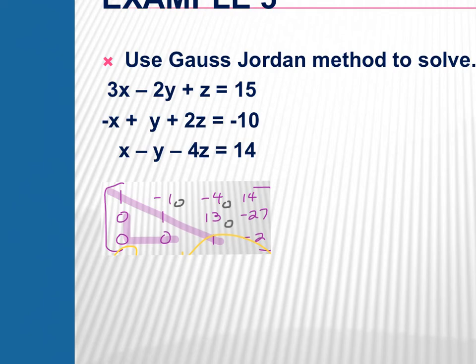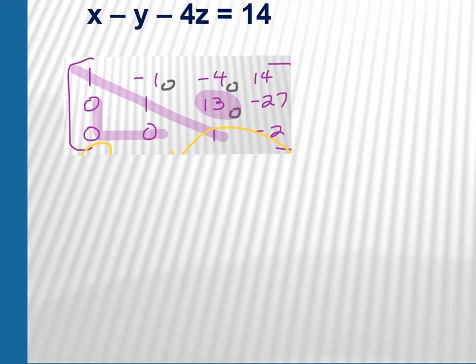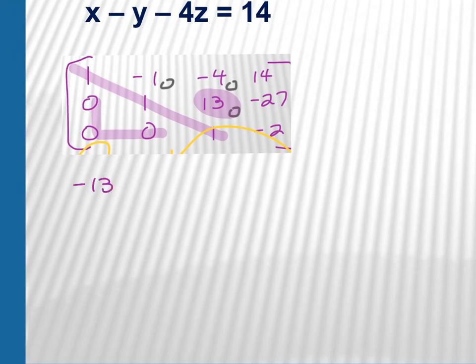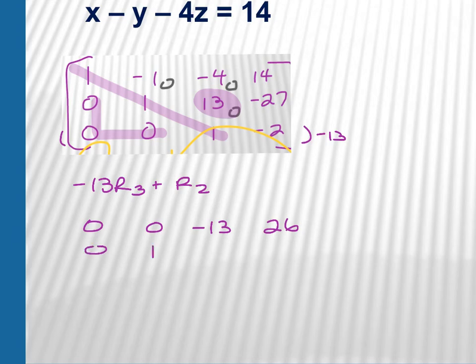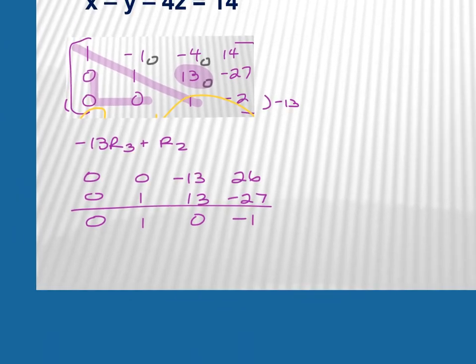So to get a 0 in this spot, you could have done -13 row 3 plus row 2. So I'm going to do -13 here, 0, 0, -13, 26, plus 0, 1, 13, -27. 0, 1, 0, -1. And then I'm going to replace row 3 with that one. So 1, -1, -4, 14, 0, 1, row 2 with that. 0, -1, and 0, 0, 1, -2.